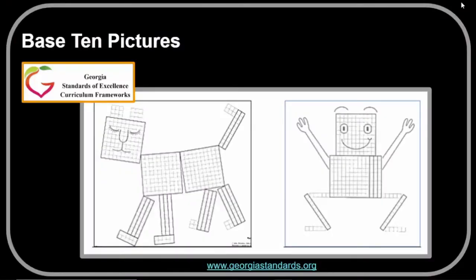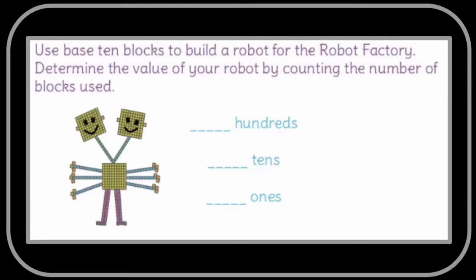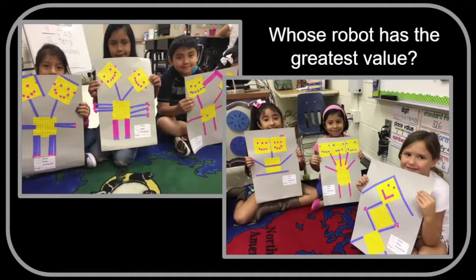In this framework task, students compose numbers in different ways by making base 10 pictures. After building their pictures, they determine the number of hundreds, tens, and ones that were used. This task encouraged students to see that numbers can be represented in different ways. Not only did they enjoy sharing their designs, they enjoyed seeing whose robot had the greatest value.